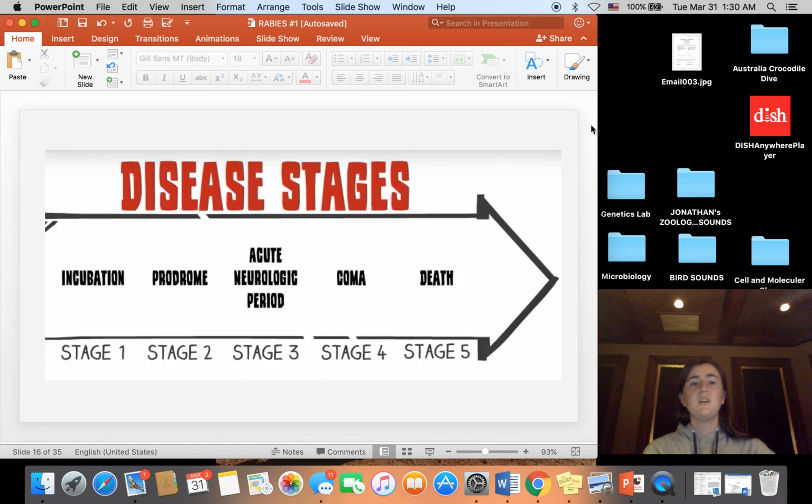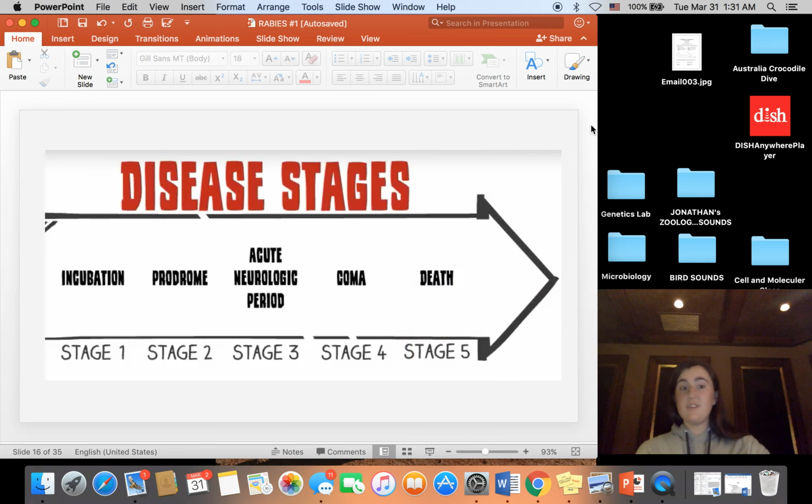And so there are 5 stages of the rabies virus. The first stage is incubation, which is the period between where you are bit and before you get your symptoms. This is the period where you can get treated. And if you get treated, you will get cured from rabies.